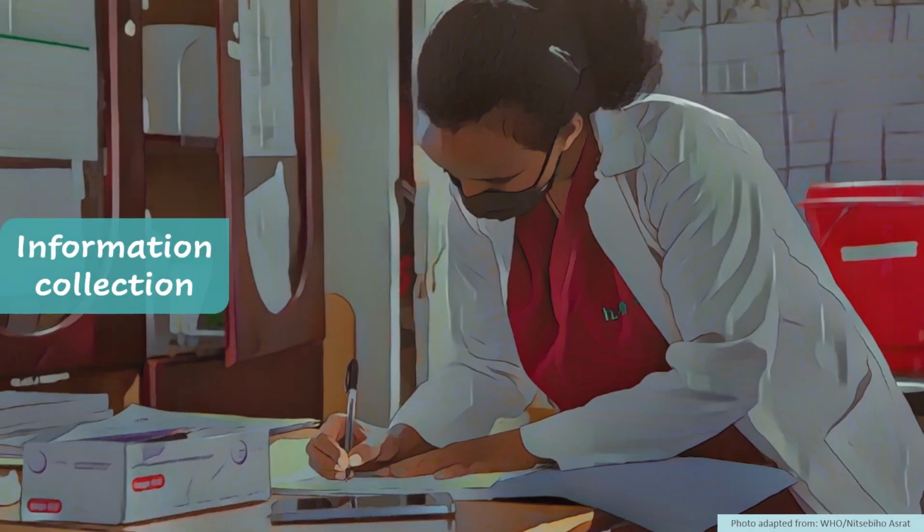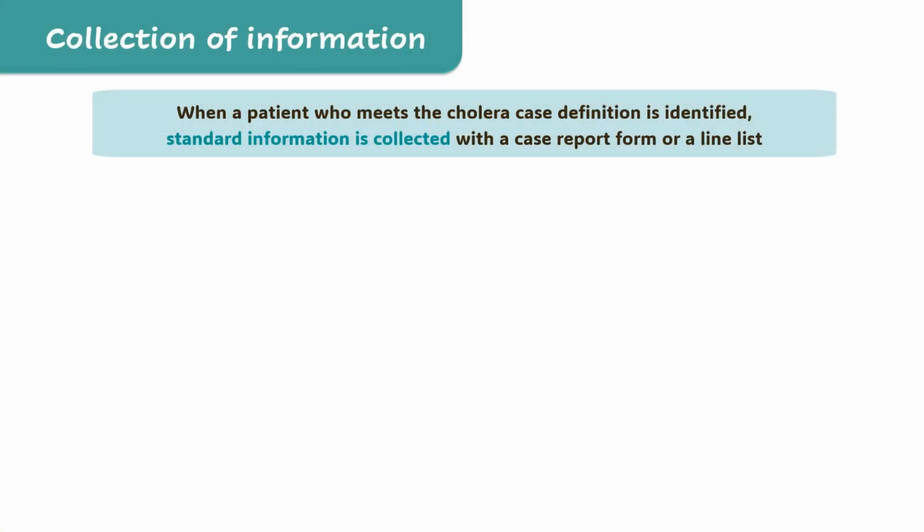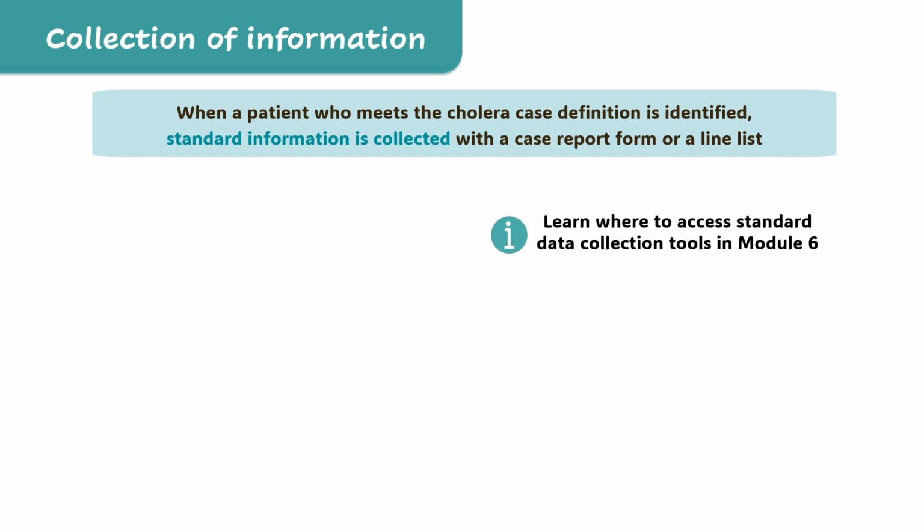It is important to collect standard information on all patients with suspected cholera. Let's look into this. Healthcare workers collect standard information on any patient meeting the definitions of a suspected cholera case. Standard information means that the same information is always collected regardless of whether or not there is a cholera outbreak. This information is collected by filling a cholera case report form or a cholera line list. You will learn where to find standard data collection tools in Module 6.